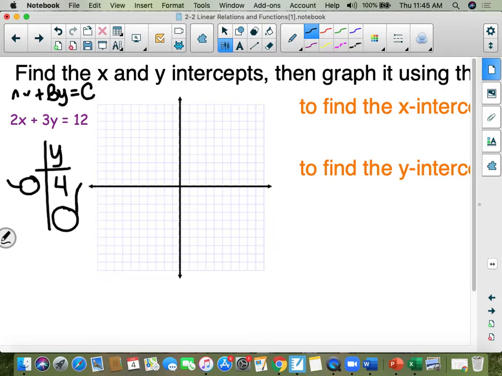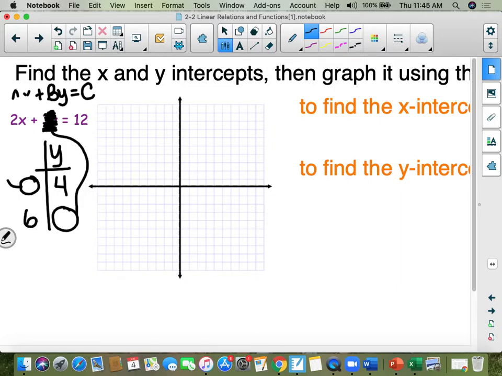My y is equal to 0. So I'm going to go up here and replace my y with 0. 3 times 0 is 0. See, all that's gone now. The only thing you have left is 2x equals 12. 2 times what equals 12? 2 times 6 equals 12.